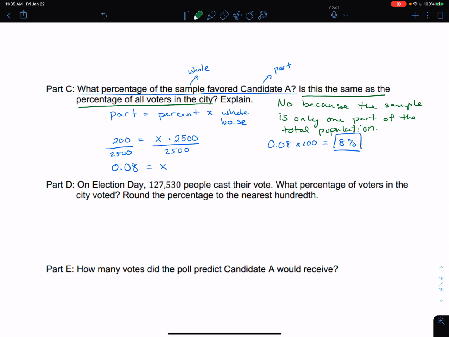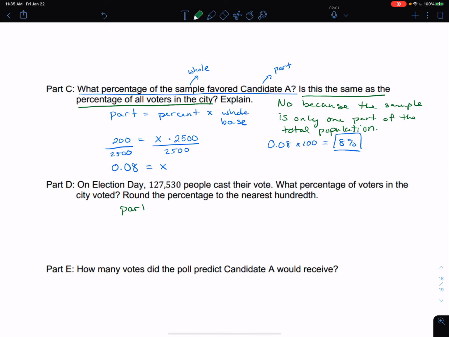Let's look at Part D. It says on election day, 127,530 people cast their vote. What percentage of voters in the city voted? Round the percentage to the nearest hundredth.